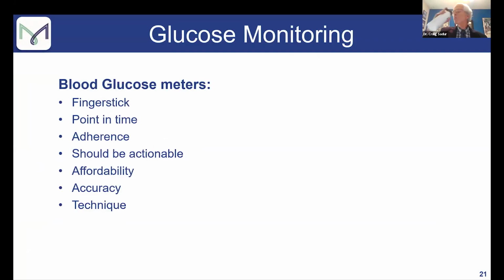So another thing we all need to do is to monitor the glucose levels. And the way we've traditionally done that is using a blood glucose meter, where the patient, as you know, has to poke themselves. It just tells you what the glucose is at that point in time. Patients need to have adherence, so they should be doing it. And a lot of times patients will just check their glucose and not do anything about it. But we also have to make sure that the meters are accurate and that the patient is using the correct technique.